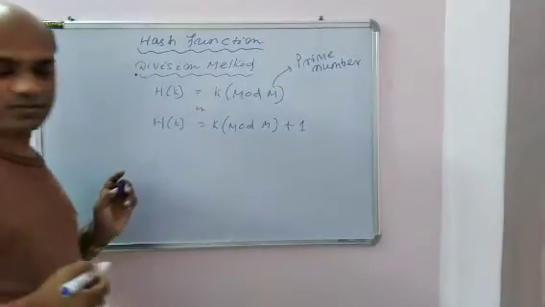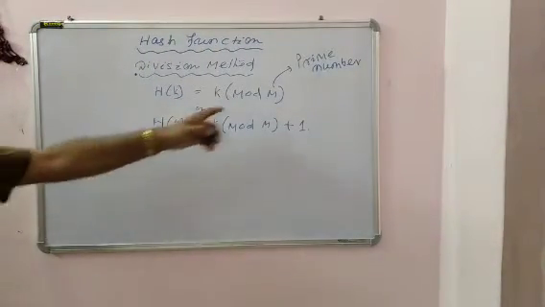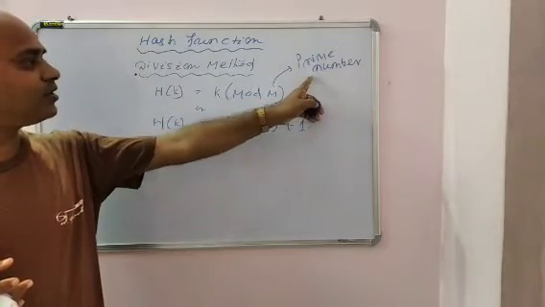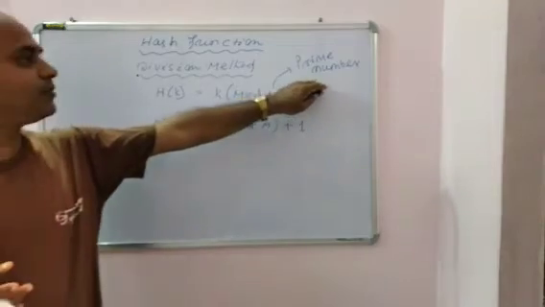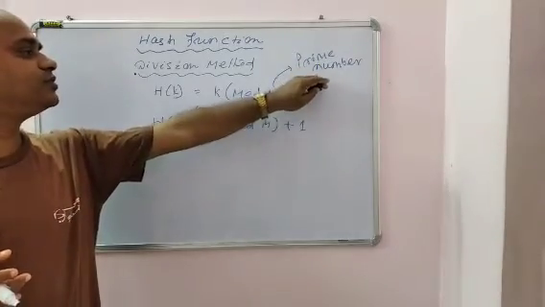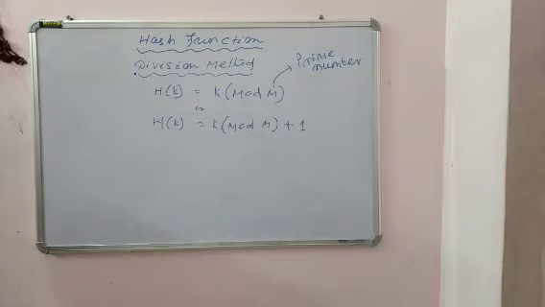It is the largest prime number that is greater than the number of keys. So k mod m indicates the remainder when k is divided by m.